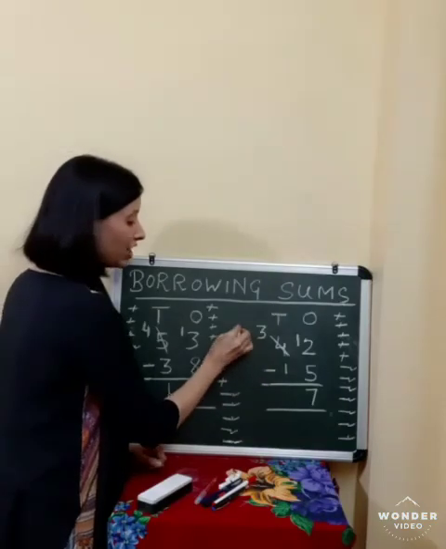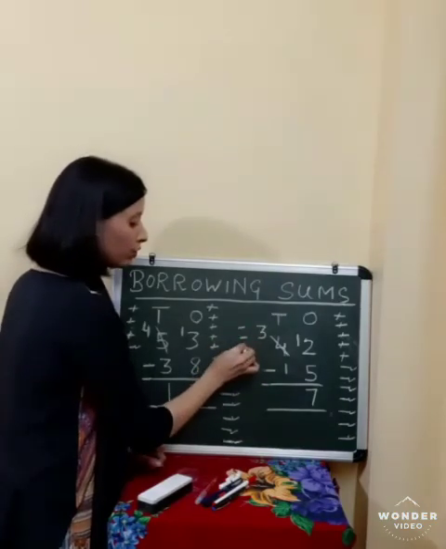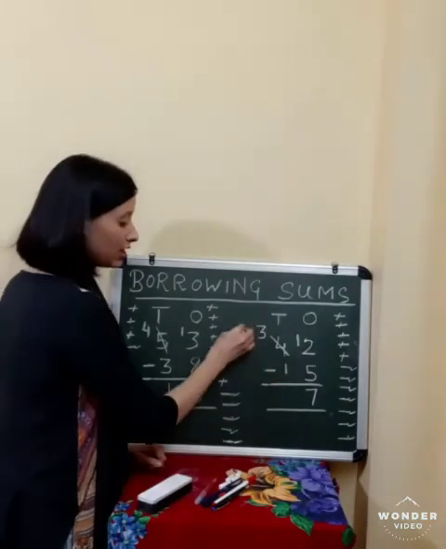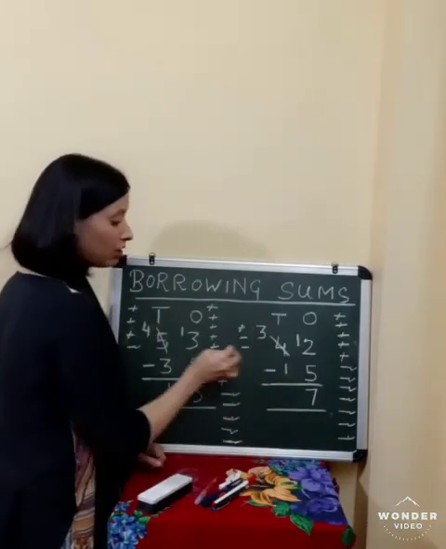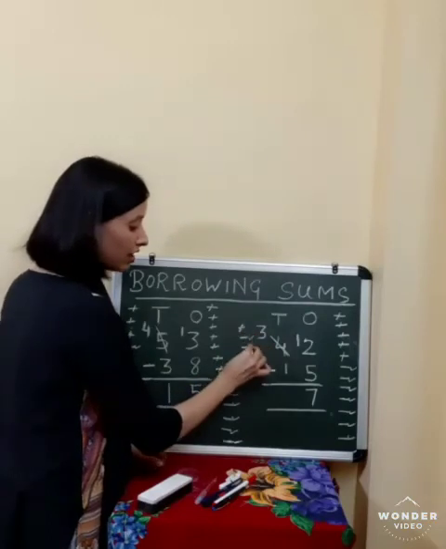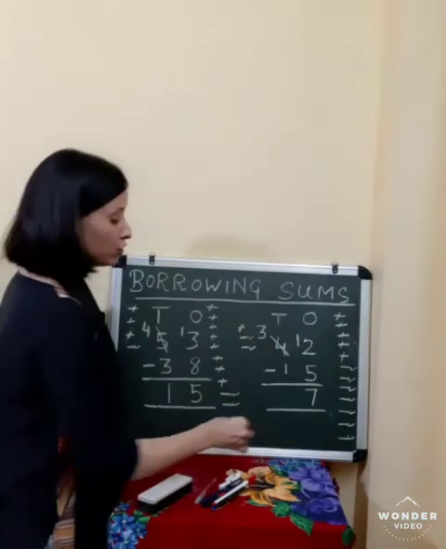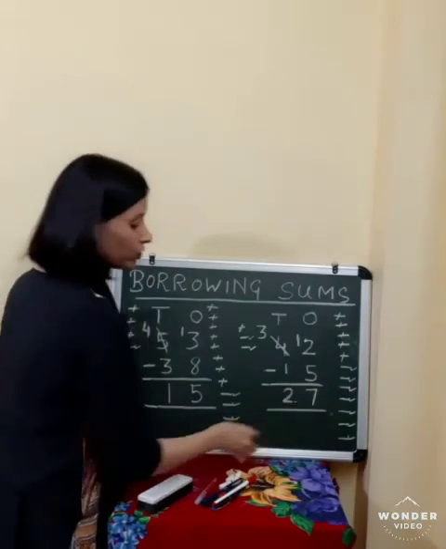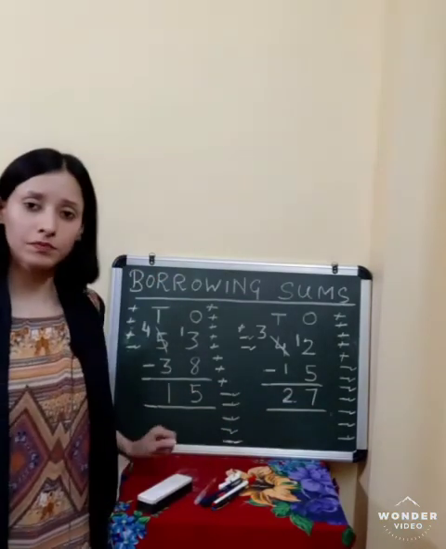So draw 3 lines. 1, 2, 3. Below you have 1. Cut out 1 line. 1 you have cut out. You are left with 2 lines. So you are going to write 2 over here. So this becomes 27.